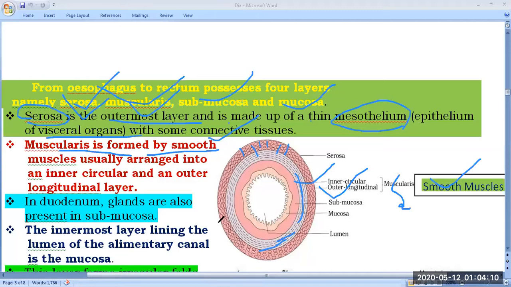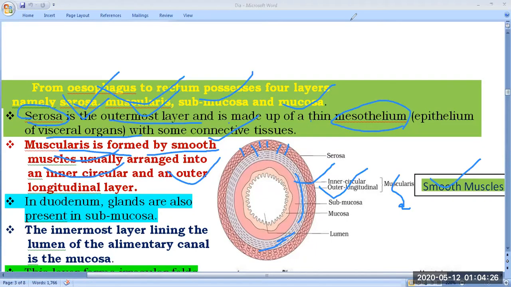So if we read this, muscularis is formed by smooth muscles usually arranged into an inner circular layer and an outer longitudinal layer. With the help of the figure you can easily understand.